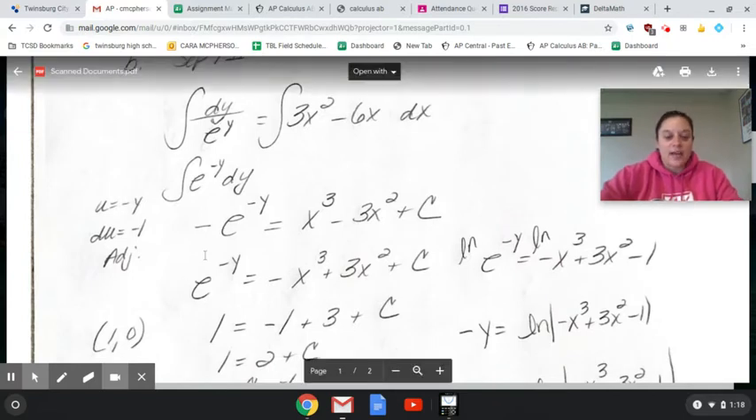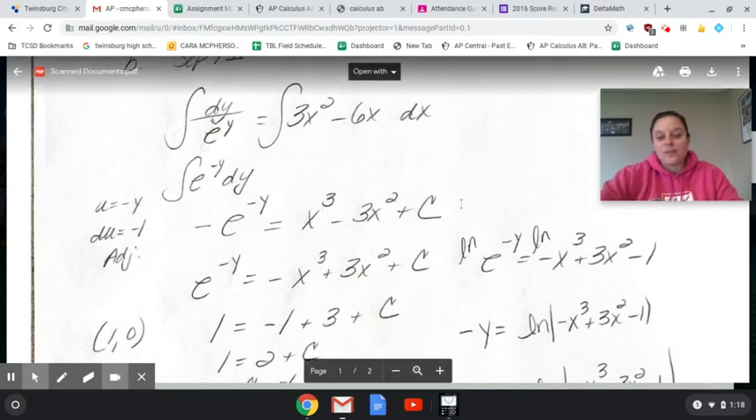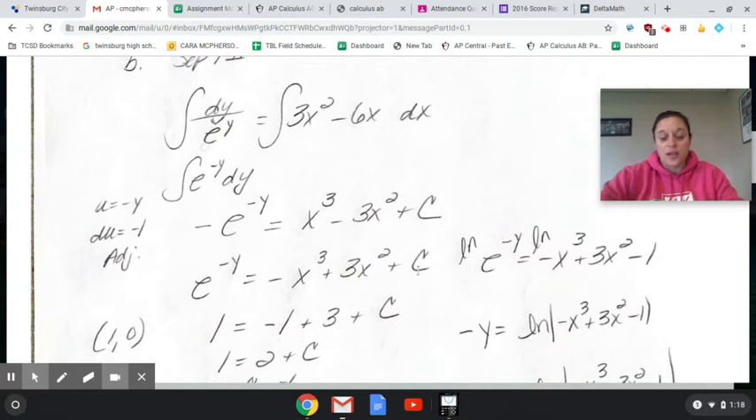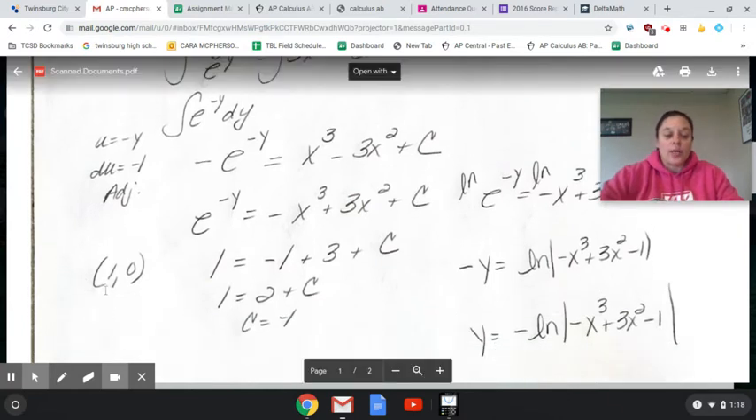The only simplifying I decided to do is I didn't like having a negative on this side, so I divided everything on the other side by a -1. You don't have to change the c because c is a constant, whether it's positive or negative. And then I went in and put x for 1 and 0 for y to find my c value. So my next step was putting that in.